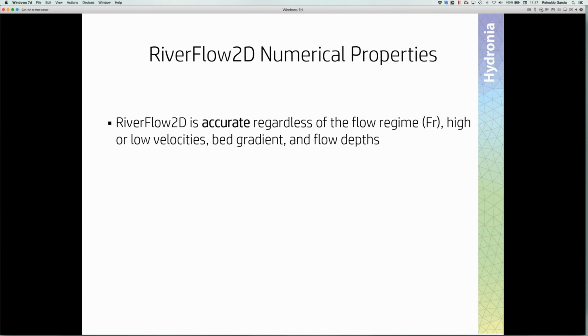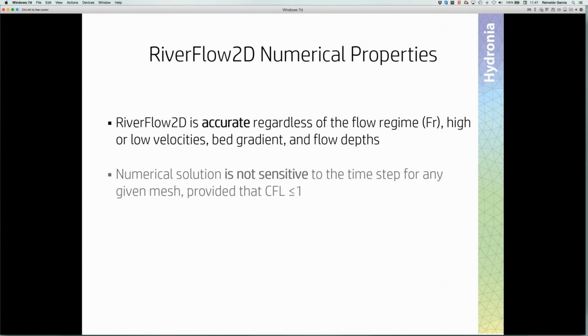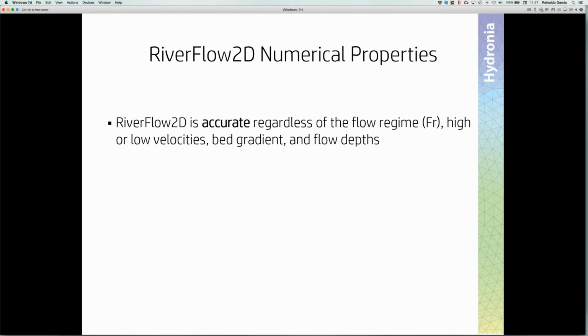Now, the numerical properties that are intrinsic to the RiverFlow2D numerical engine are very important from the theoretical point of view, but most importantly from the practical point of view. First, RiverFlow2D is accurate regardless of the flow regime, let's say Froude number, regardless of how high or low the velocities are, how big the bed gradient is, and how the flow depths vary. In these situations, the model will always be as accurate as a numerical model can be.